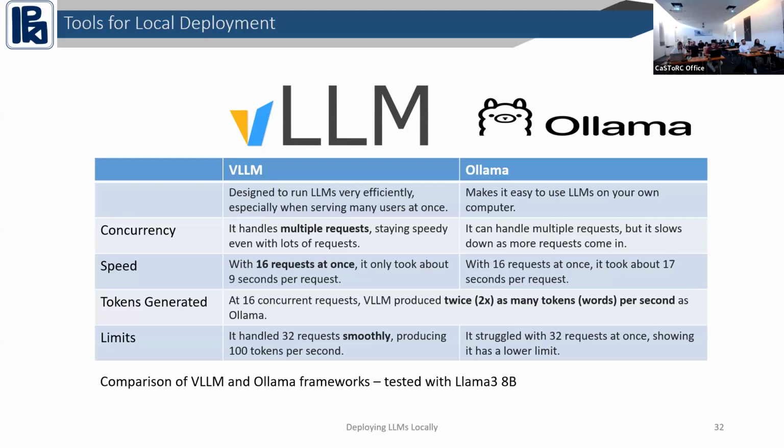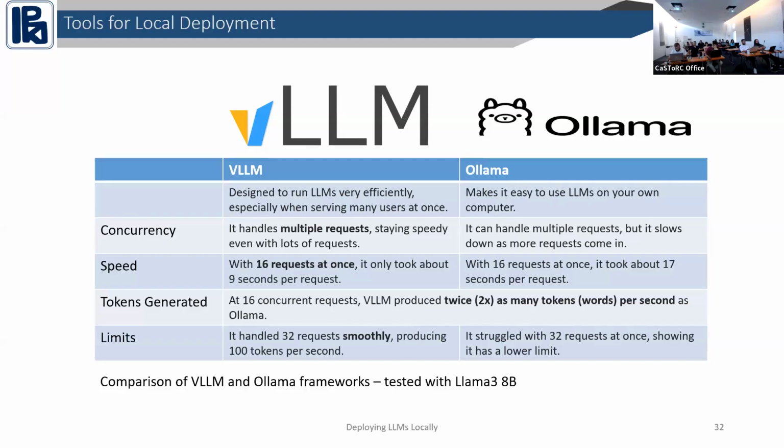So there are four main pillars that you can think of when you want to do the local deployment: the concurrency. vLLM usually handles multiple requests and stays steady, even with a lot of requests as they come in. We're going to find out today if this is true, if you're using it with multiple users at the same time. Now speed also. For example, just to compare, vLLM for 16 requests in one go took only about 9 seconds per request, although Ollama, for the same number of requests, took 17 seconds.